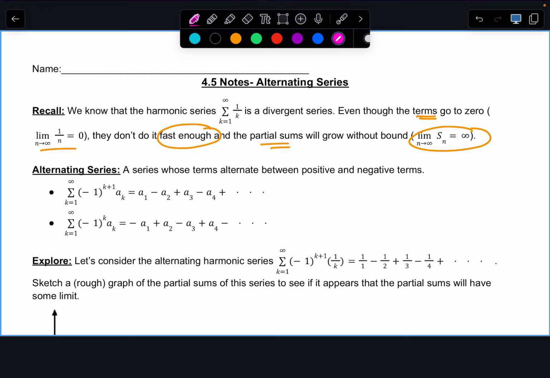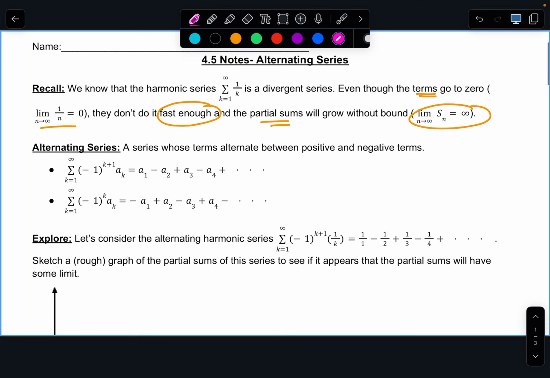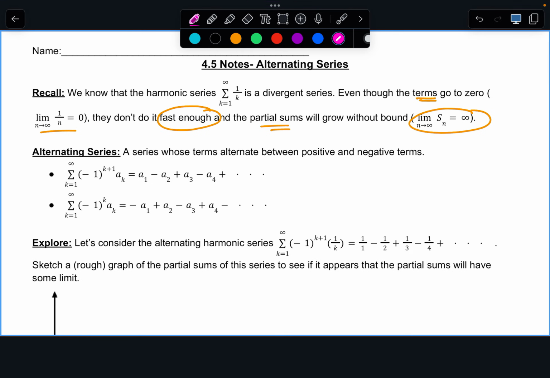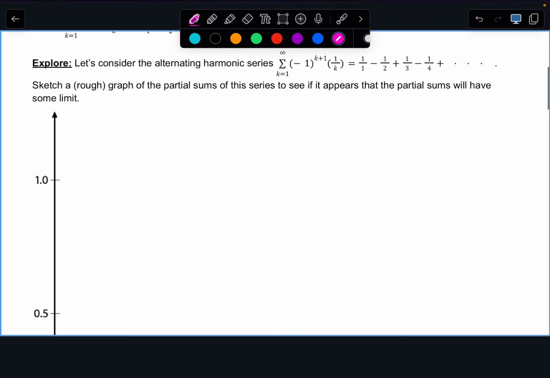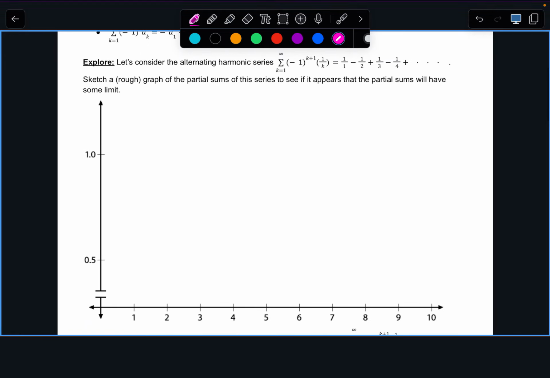So if we look at the alternating harmonic series, written as follows, our terms would be 1 minus a half plus a third minus a fourth plus a fifth minus a sixth, and so forth. Now we knew that the regular harmonic series is divergent. But let's explore whether the alternating harmonic series perhaps converges. And so we're going to plot a graph of the partial sums.